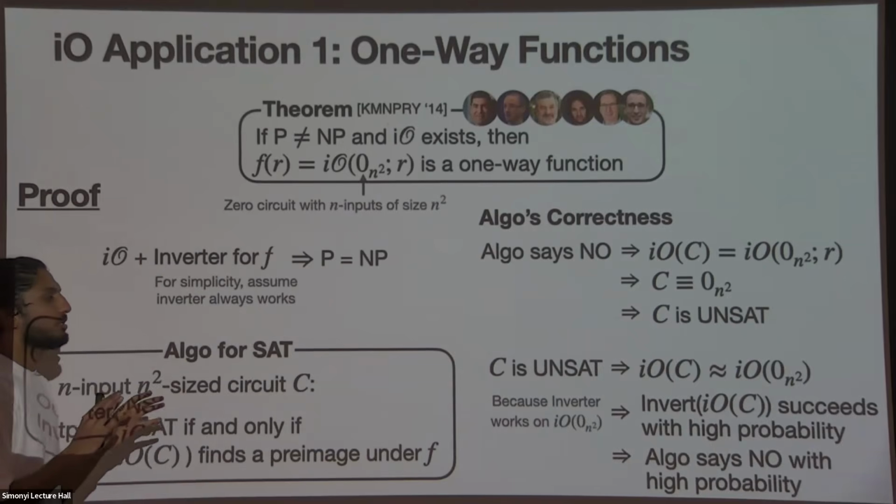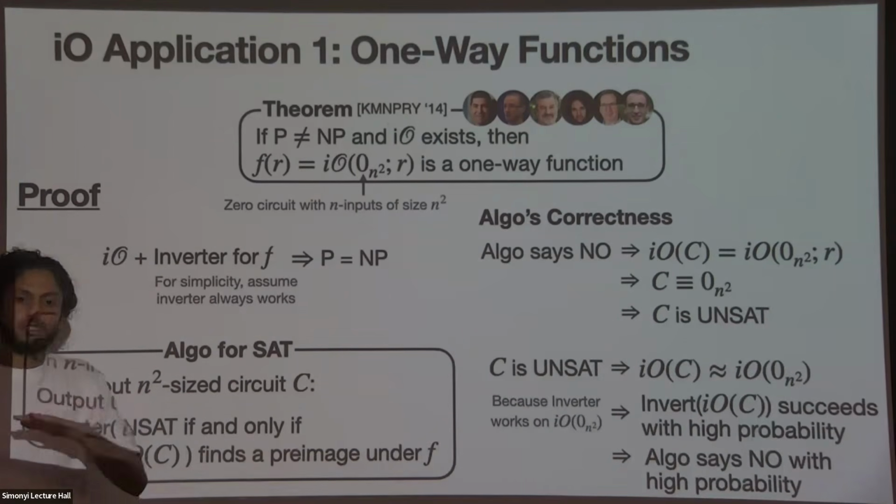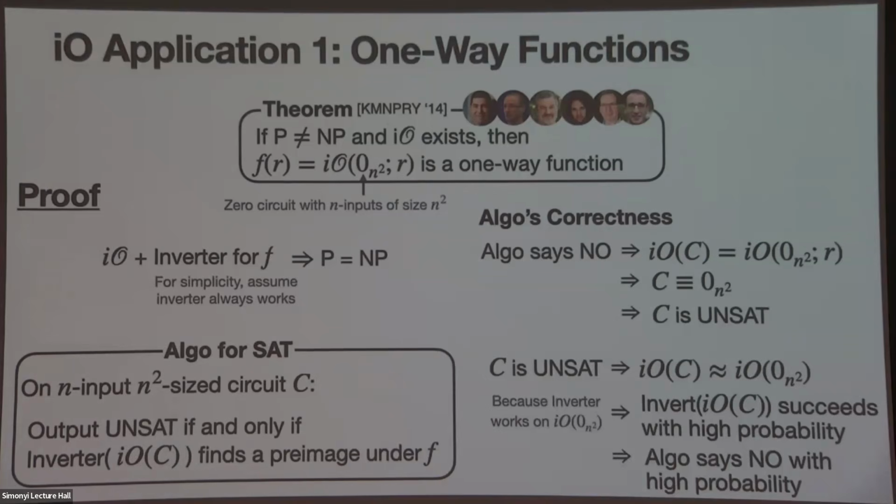Okay. Hopefully this argument isn't too hard. It's one of these things where you have to plug in the definitions and stuff like that. But hopefully if you understand it, then you'll have a good understanding of IO and at least a simple way of how to use it. Okay? Good. Any questions about this?